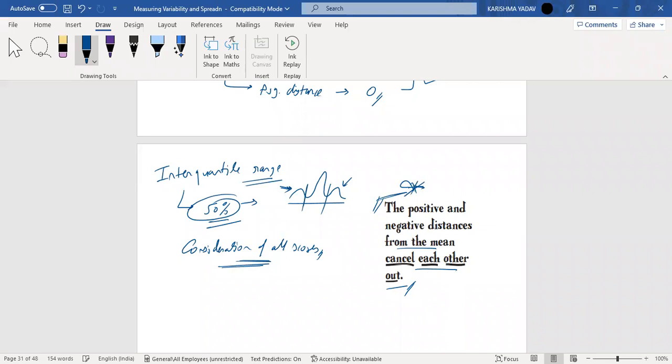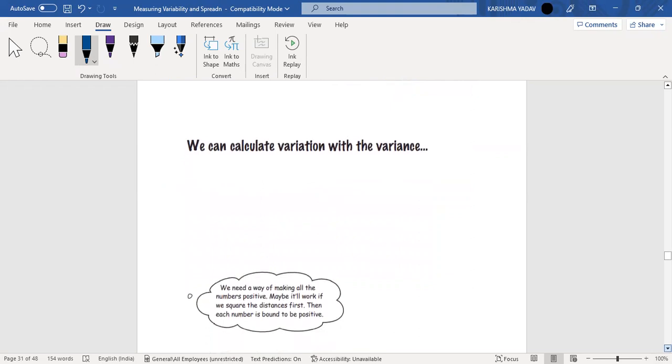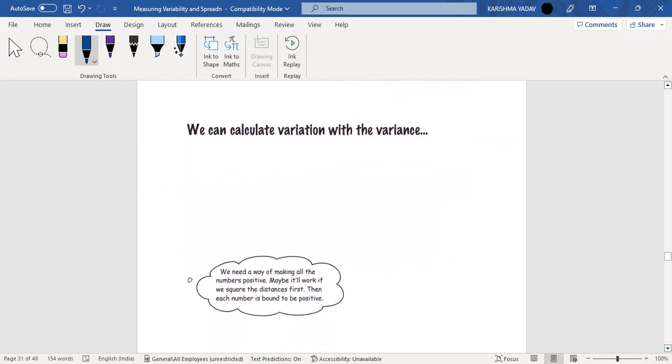Now we need some way of calculating. So what can we do now? What we can do is calculate variation with the variance. We want a way to measure the average distance of the values from the mean in a way that the distances won't cancel each other out from the mean, because if they cancel each other out, the resultant is 0. So we need a way so that the distances won't cancel each other out.